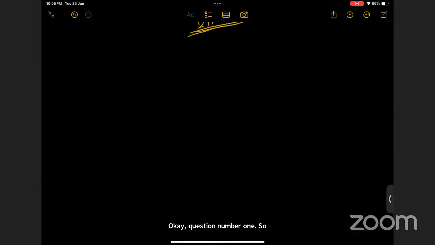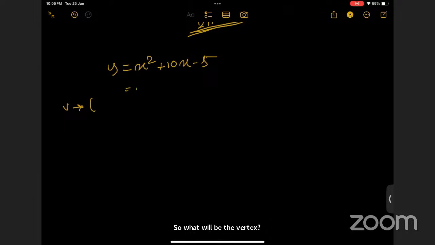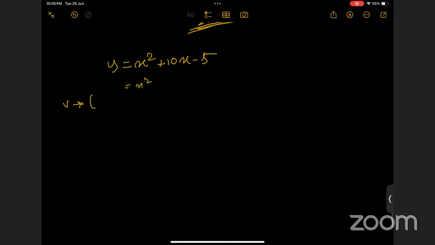The slope of the line which crosses the vertex and the y-intercept. Okay, so we have the equation y equals x squared plus 10x minus 5. This is a parabola, so we can find the vertex, right? So what will be the vertex? You already know how to find the vertex. The vertex will be minus 5 comma minus 30.